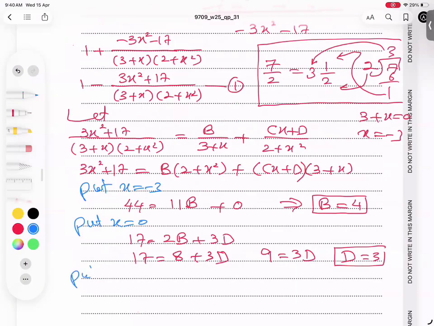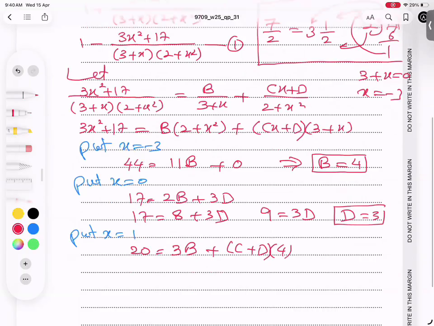Now I plug in one more pair because I need the C value. Any number, but not these two numbers. I think the best number is 1. So when I plug in 1 here, I get 20 to 0. When I plug in 1 here, 1 squared, 1 plus 2b, I get 3b from here. And when I plug in 1 here and 1 here, basically I'm getting c plus d and 4.